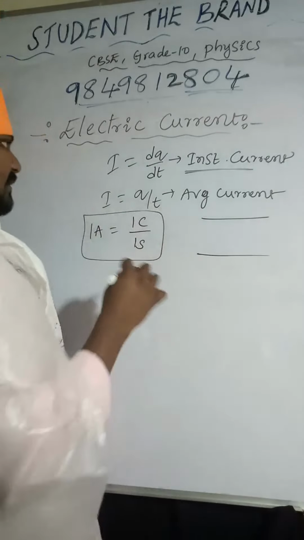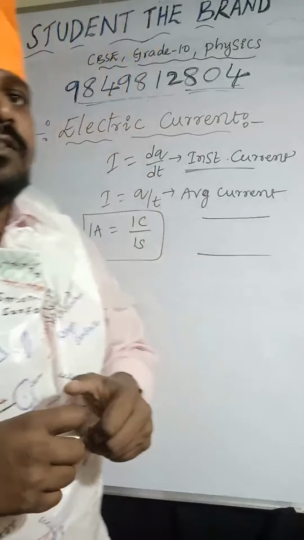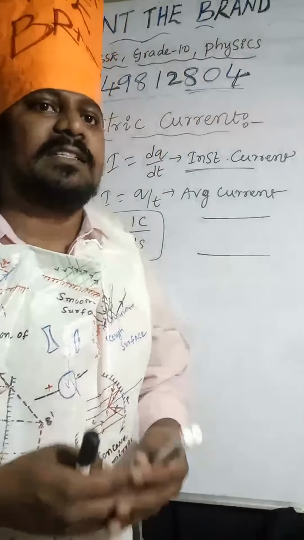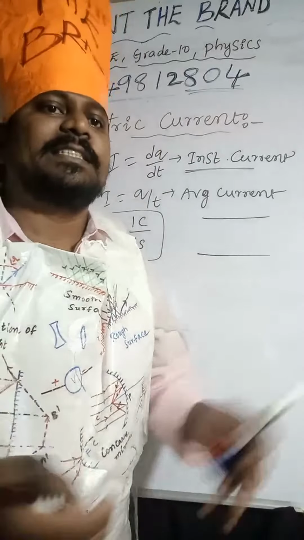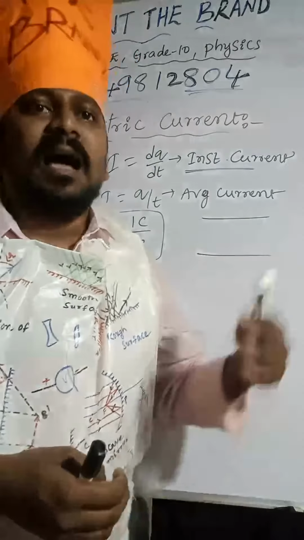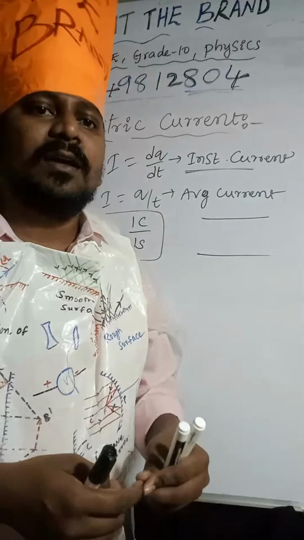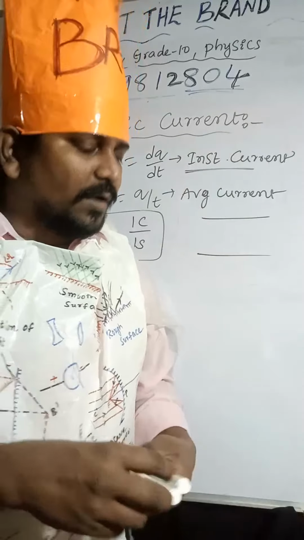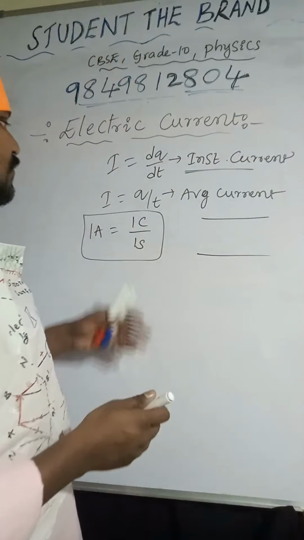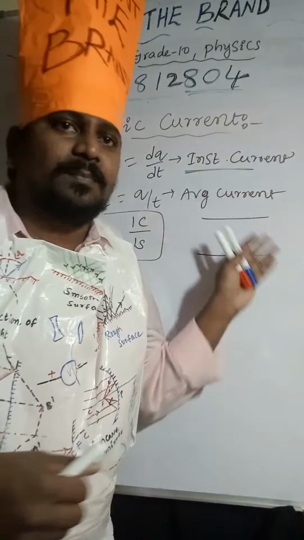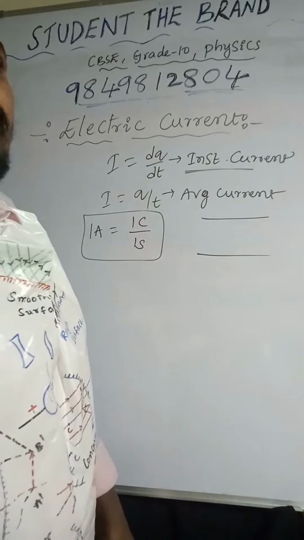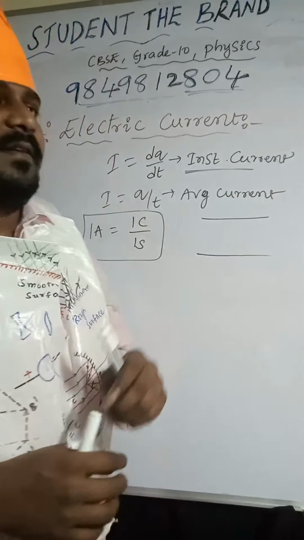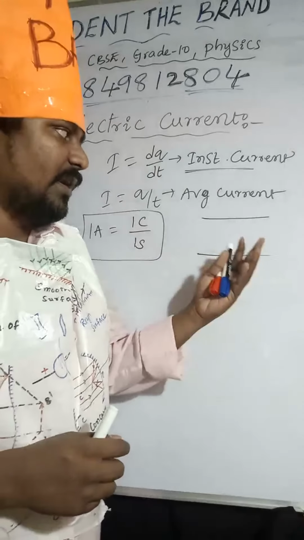1 ampere is defined as 1 coulomb of charge flowing through unit cross section area per second. That is called electric current, I equal to dq by dt, I equal to Q by T. That is called 1 ampere. I hope it is very clear.